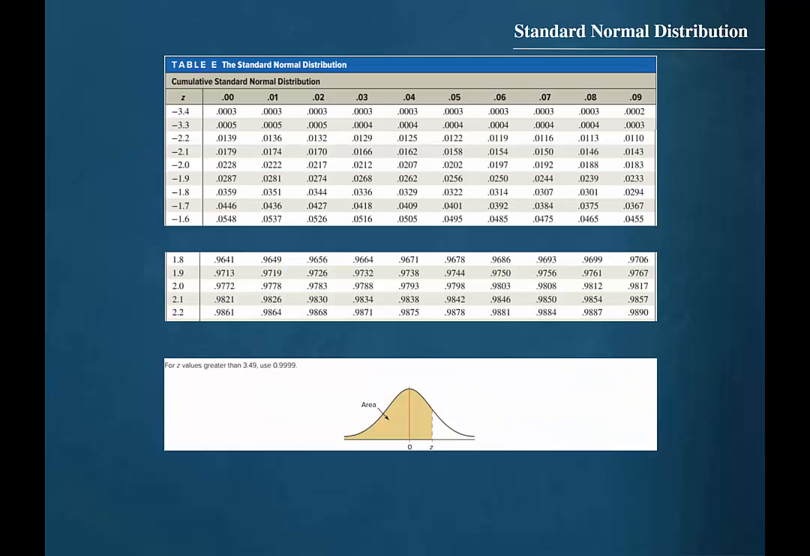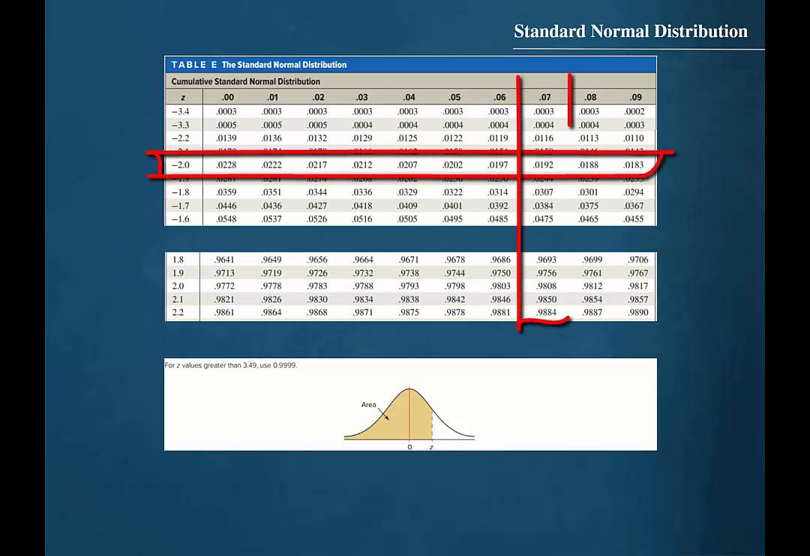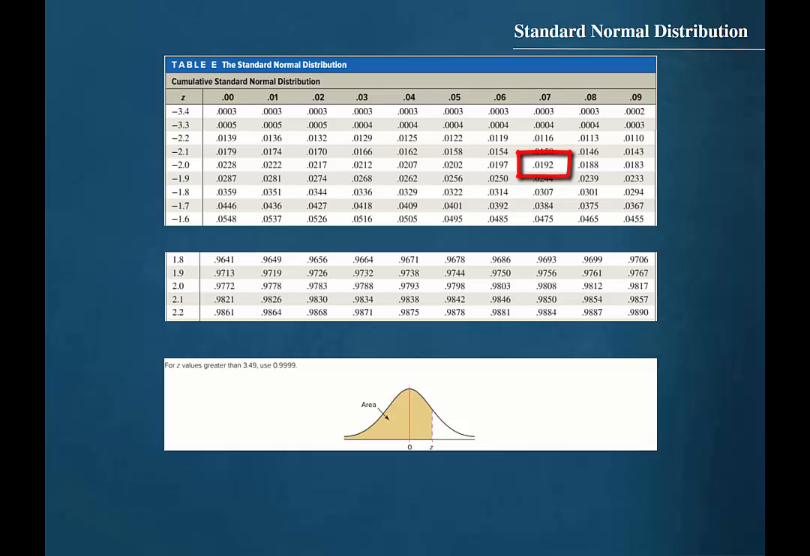The cumulative normal distribution table gives us probabilities associated with z-values. We are looking for the probability associated with the z-score -2.07. So we will find the entry in the table where the row -2.0 intersects with the column 0.07. We find this value to be 0.0192.